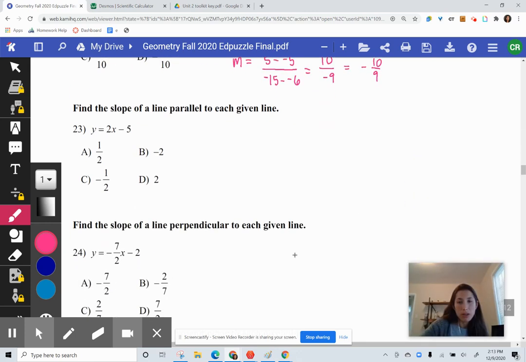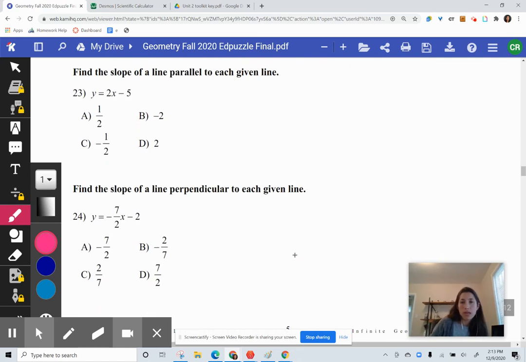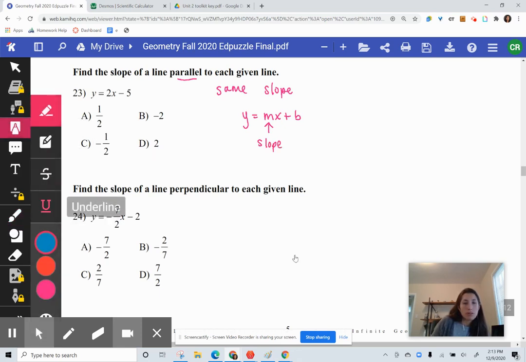Finding the slope of a parallel line and then perpendicular. So parallel lines have the same slope. And if you remember, we're writing this equation, y equals mx plus b. So our equation, this m is where the slope is located. So I know the slope for this equation here is 2. So if I want to know what the slope is for a parallel line, well, I know it needs to be the same slope. So it's also going to be 2.